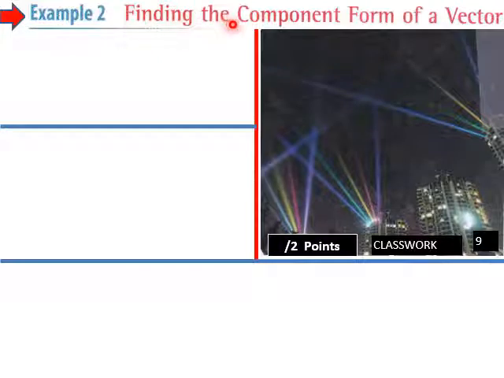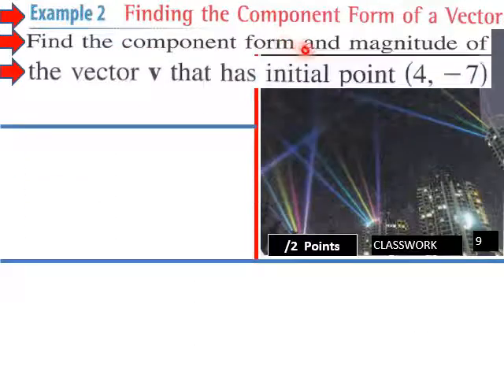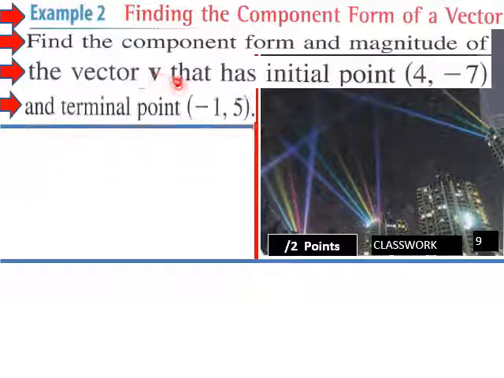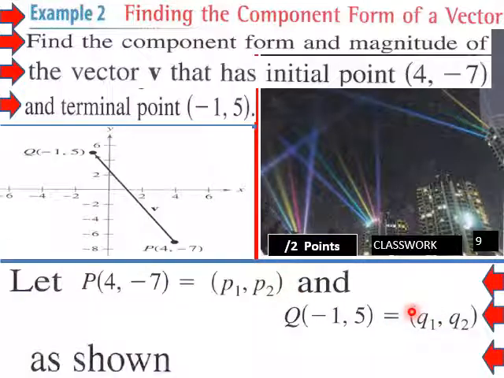Example 2, finding the component form of a vector. Find the component form and magnitude of the vector v that has initial point 4, -7 and the terminal point of -1, 5. So here's our initial, then here's our terminal. So let p equal 4, -7. This is our initial, denoted by p1, p2, and q equals -1, 5, which is q1, q2.